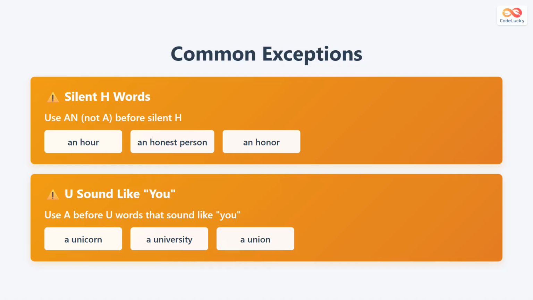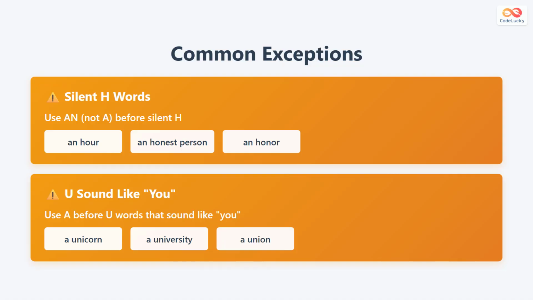Now we will learn about exceptions to the basic rule. First exception, silent H words. Some words have a silent H, meaning we do not pronounce the H sound. In these words, we use an, not a. Examples are an hour, an honest person, an honor. In these words, the H is silent, so the word starts with a vowel sound.